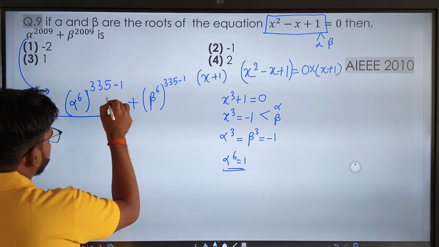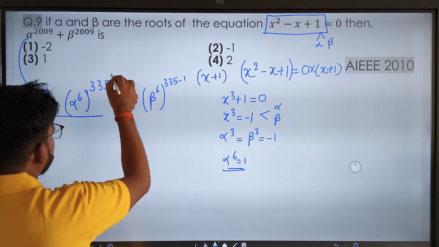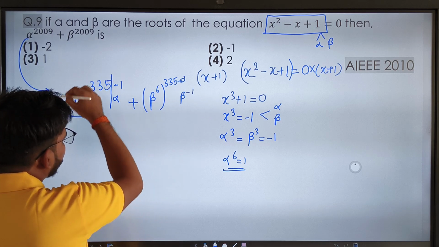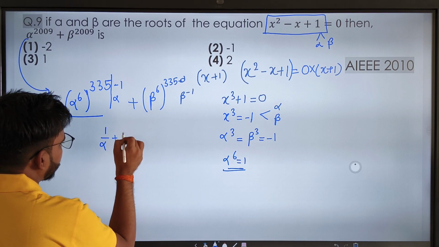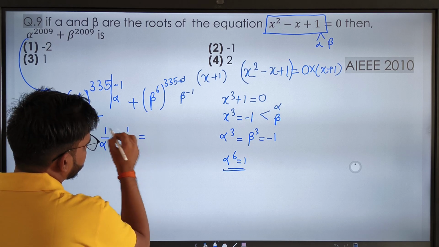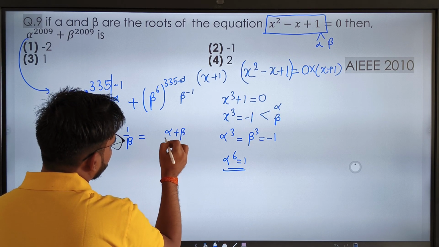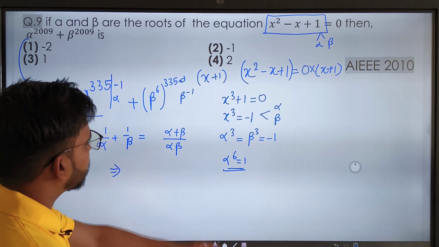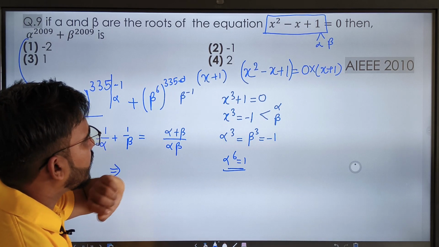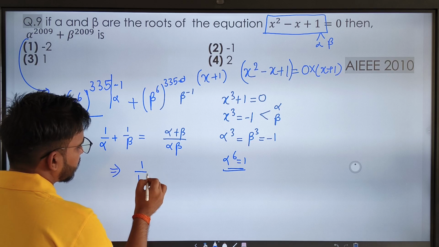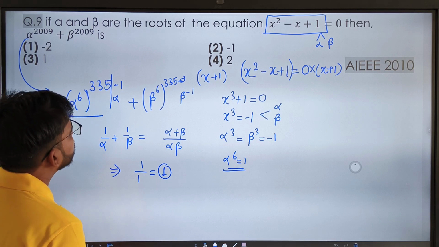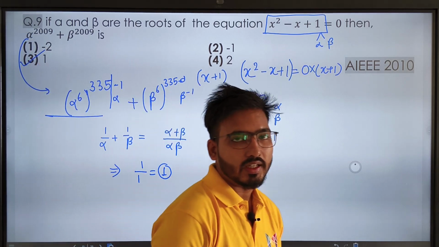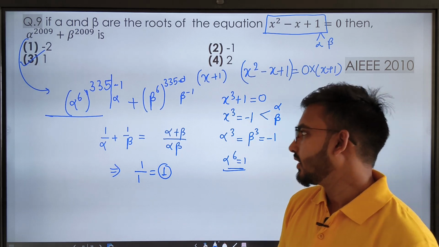Now its value is 1. Alpha raised to minus 1, and again this is beta raised to minus 1. So it is going to be 1 by alpha plus 1 by beta. If I do its sum, it is going to be alpha plus beta divided by alpha beta. So what is alpha plus beta? Alpha plus beta is going to be minus of minus 1, which means plus 1. Alpha beta is 1. So the answer is going to be 1. So again option number 2 is going to be the correct answer.